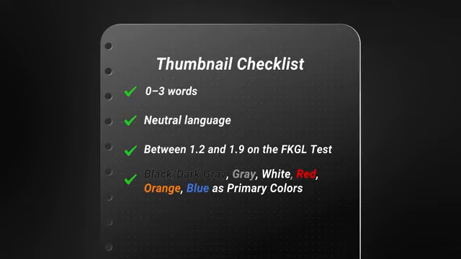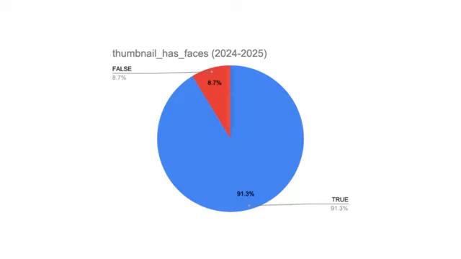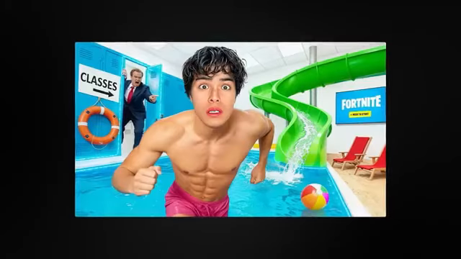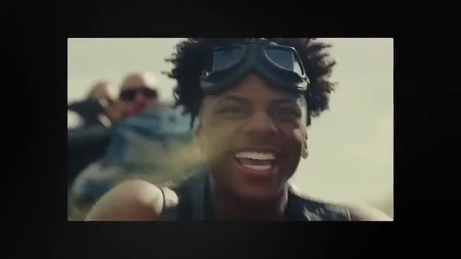But what about the actual objects inside of thumbnails, like faces, for instance? Well, this graph shows the percentage of top YouTubers' thumbnails in the last year that had faces in them. We can see 91.3% of top YouTubers tend to put faces in their thumbnails, with 8.7% not, which makes sense because we're analyzing the biggest YouTubers in the world here. There are probably millions of people who recognize their faces, and so including their faces in their thumbnails will grab the attention of those people.